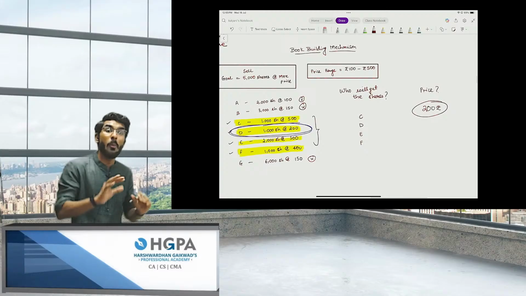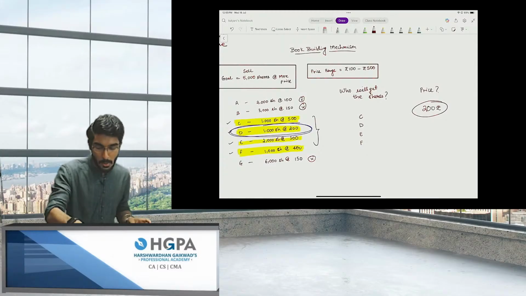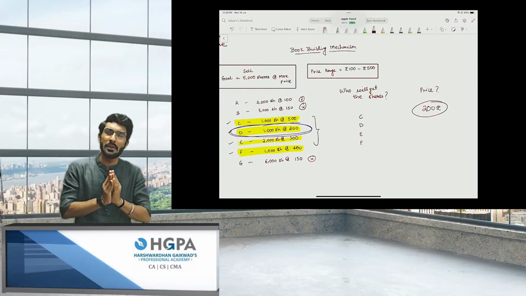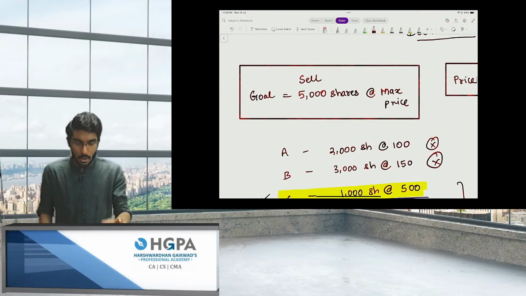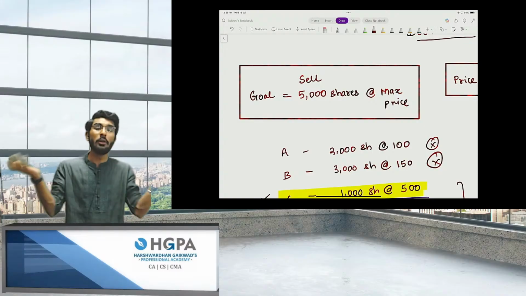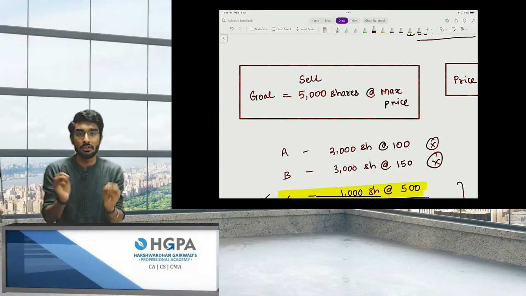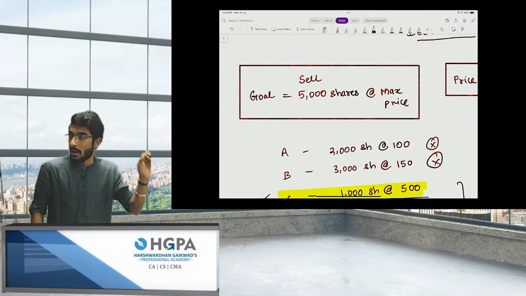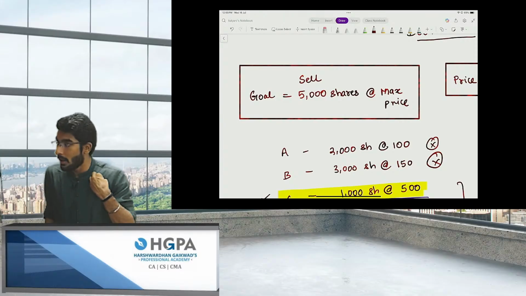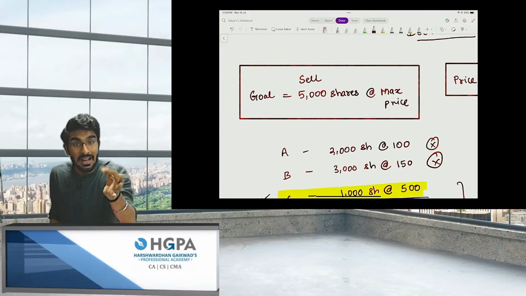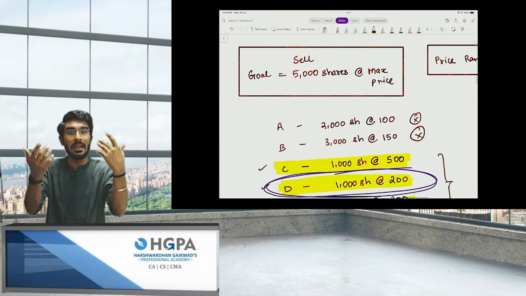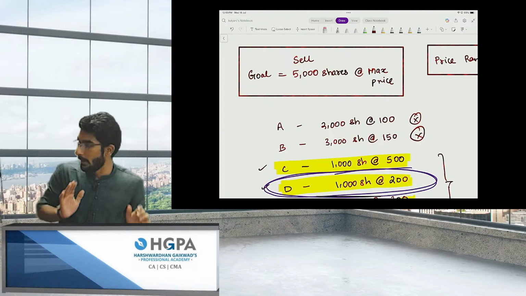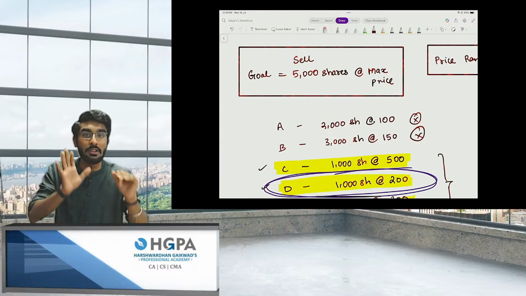This is how the book building mechanism works. People, it is a very, very easy topic. I will again tell you. Our goal is to sell 5,000 shares, but we don't know what the price is. But we want to ensure that we give shares at the right price. Now the question is, what is the right price, people? Now we will ask the investors, how much are you willing to pay?